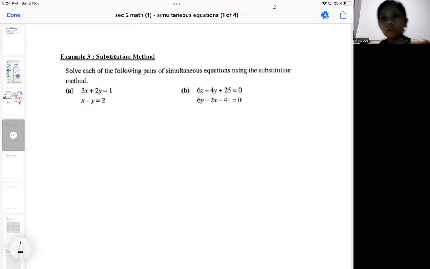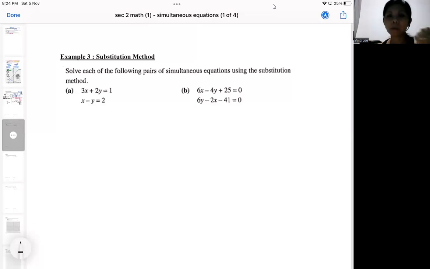So I'm going to show you the substitution method. Some people will find this method harder, but this one will be the most frequently used method in upper sec. So if you find this difficult, try to like this method. Actually, this method is easier. So maybe you want to check it out.